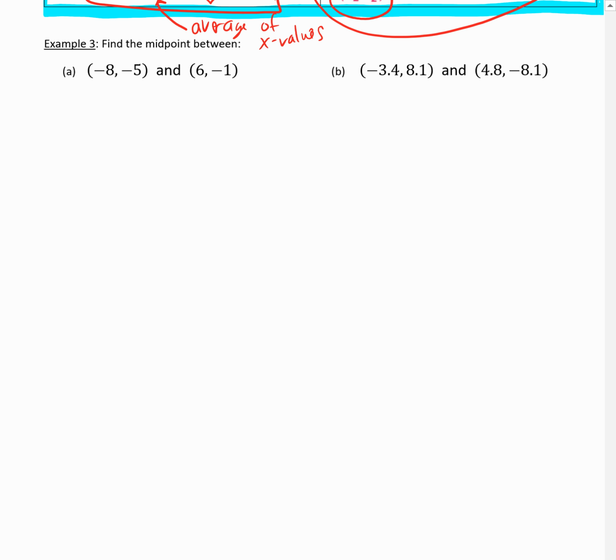I'm going to label these again, kind of like with the distance formula. This is x1, y1. This is x2, y2. Okay, and they want the midpoint. All right, the midpoint will be, according to the formula, x1 plus x2, the two x values averaged, over 2. That's the x value of the midpoint. And then the y value is kind of similar. It's the average of the two y values, y1 plus y2 over 2.